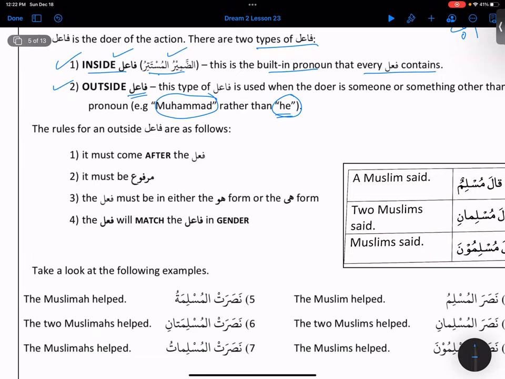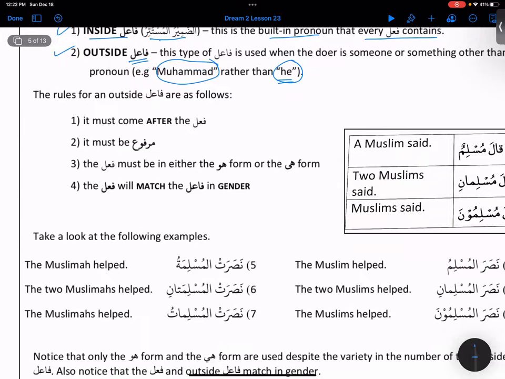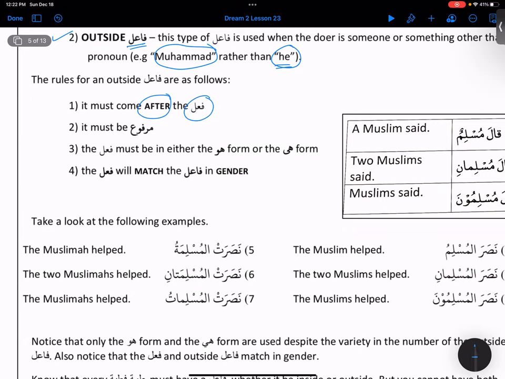So the rules for outside file are these. What are they? It must come after the fail, not before. So this outside file is always where? After the fail. If it is before the fail, then we are not going to consider it as a file of this fail. So it has to be always after. Then the second condition is that it needs to be marfu. For example, Zaidun. If it is Zaidun, yes, it is marfu. It is after the fail, Nasara Zaidun. Yes, it qualifies for my outside doer.